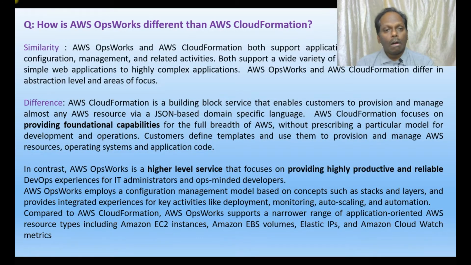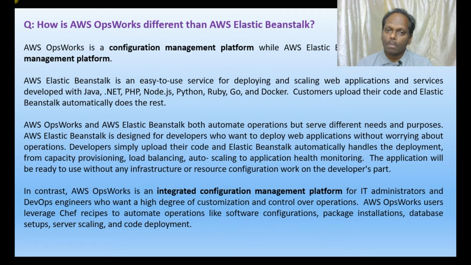So now these are short notes on how you can differentiate between OpsWorks and CloudFormation. In contrast, OpsWorks is a high level service providing a highly productive and reliable DevOps experience for IT administrators. The main difference you can see is that AWS CloudFormation mostly focuses on the foundational capabilities, whereas OpsWorks is on higher level services. And then let me also differentiate between OpsWorks and Beanstalk. OpsWorks, as I mentioned, is a configuration management platform, while Beanstalk is an application management platform. This is the basic difference.